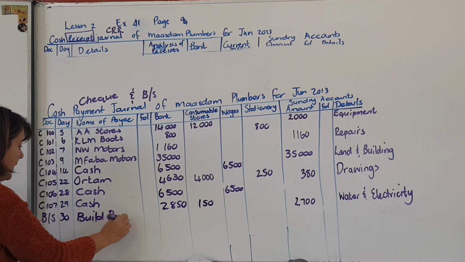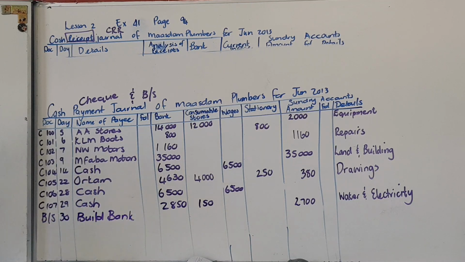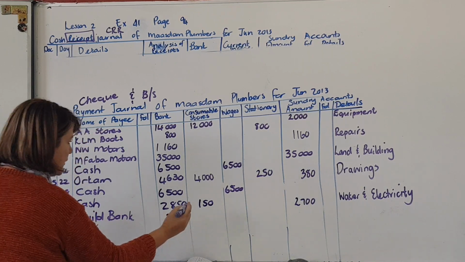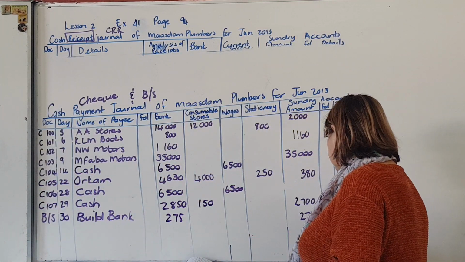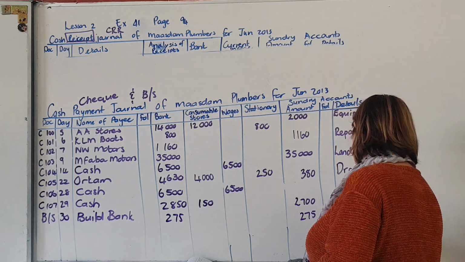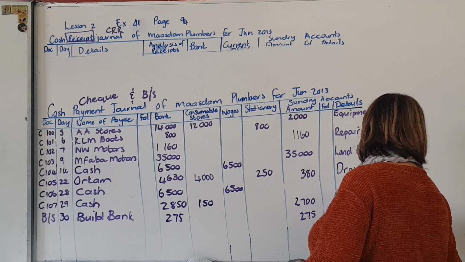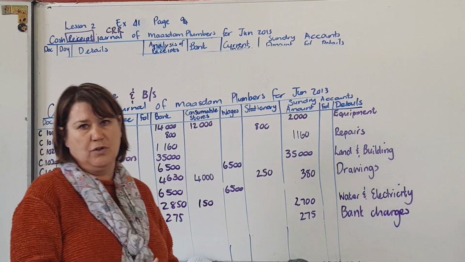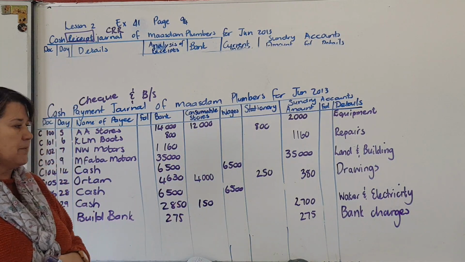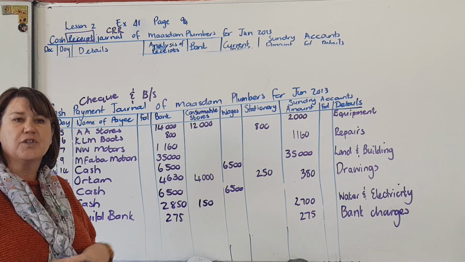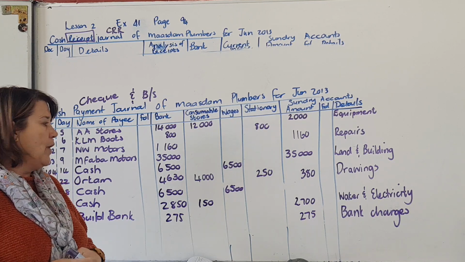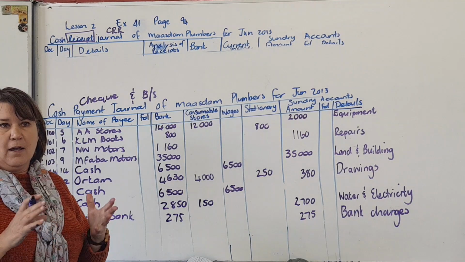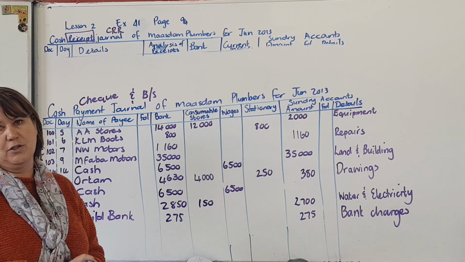Alright? Then your very last transaction on the 30th, the bank statement from Built Bank. You've received a bank statement from your bank, and it's Built Bank, that shows that the bank charged you with 275 Rand of bank charges. The bank is rendering a service to the business. That's why they ask bank charges. Your parents pay bank charges on all their accounts. All right, so whenever the bank renders a service, there's going to be bank charges.